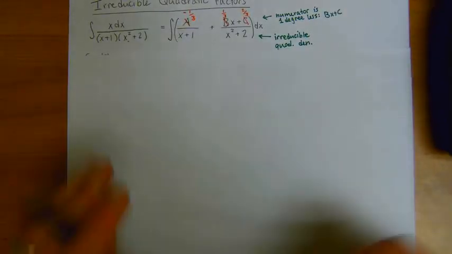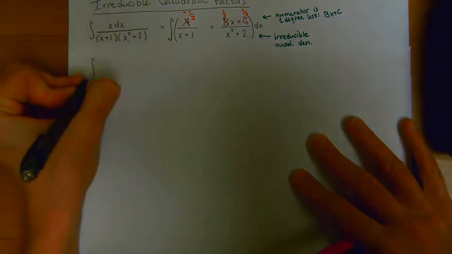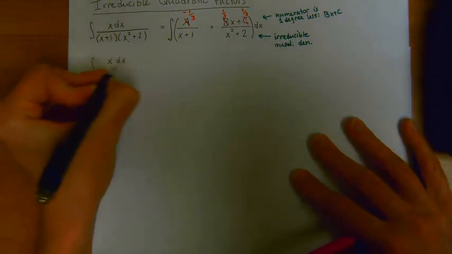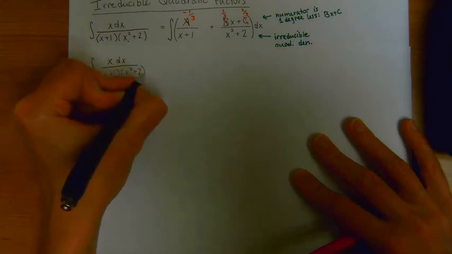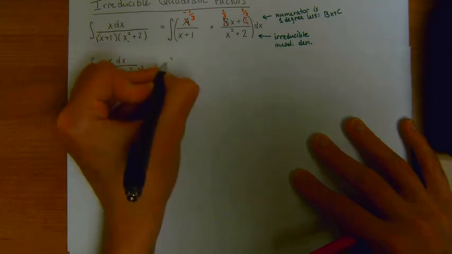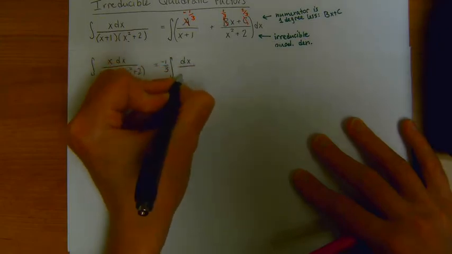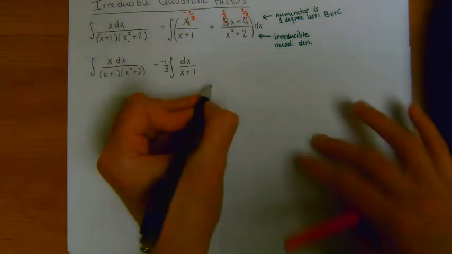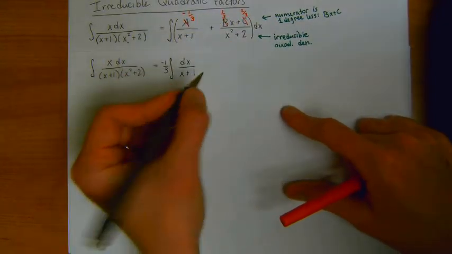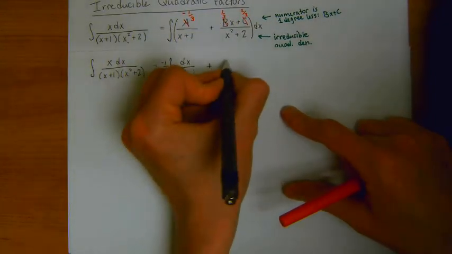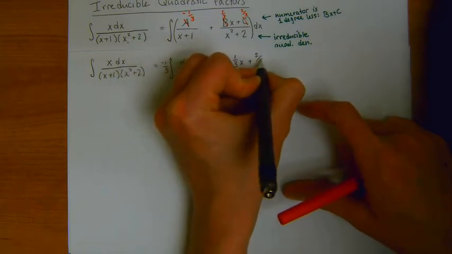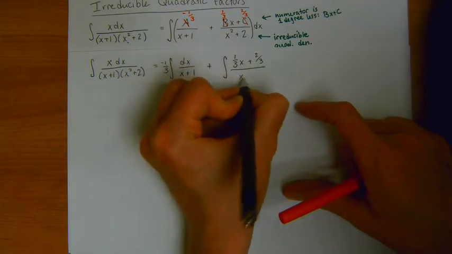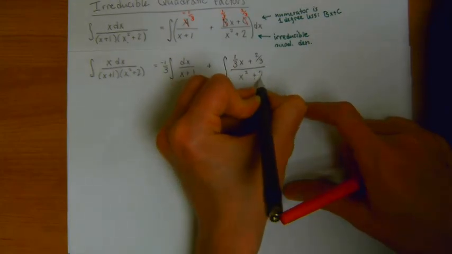So it means that my original integral can be rewritten. The integral of x dx divided by x plus 1 times x squared plus 2 is equal to, I'll just write the coefficients out front, negative 1/3 times the integral of 1 over x plus 1. But this one is a little bit more complicated, right? This is one single integral. So this is plus the integral of 1/3 x plus 2/3 divided by x squared plus 2.